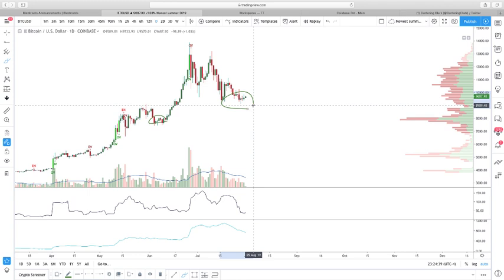Okay, and at that point, what I would be assuming is that this is definitely going to be continuation to the upside, upon a break of 10,200 on volume. Another thing, if we break 10,200, again, what I want to see is for that book to really start stacking up.